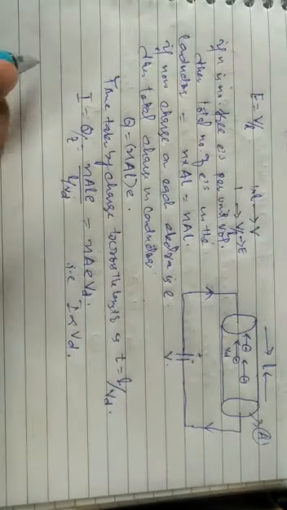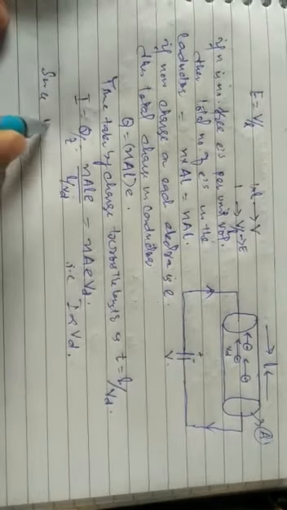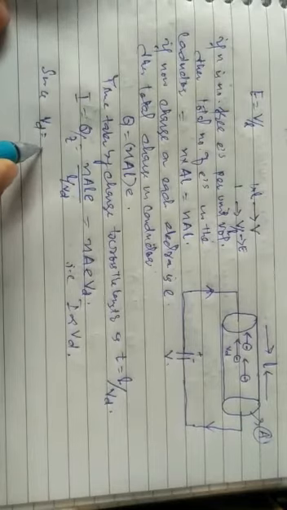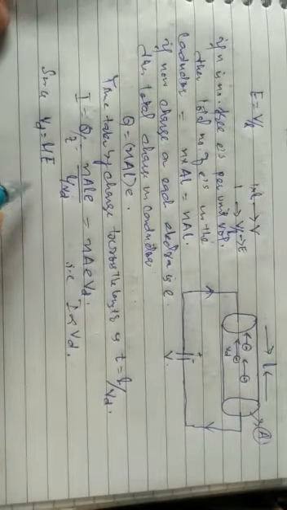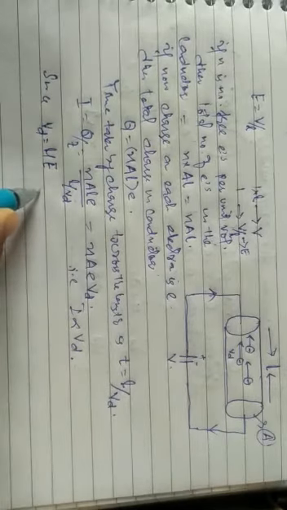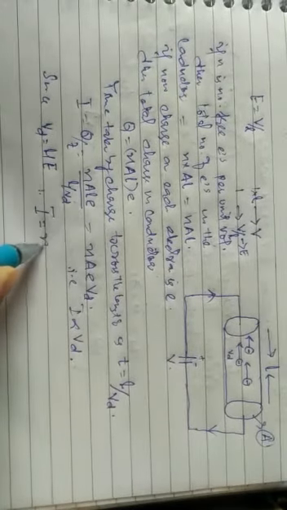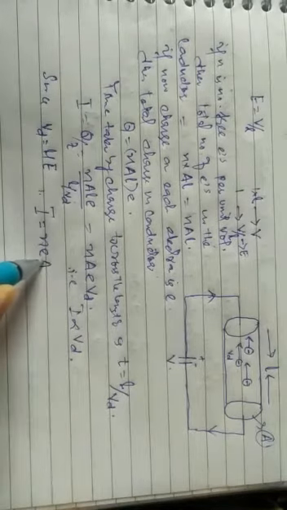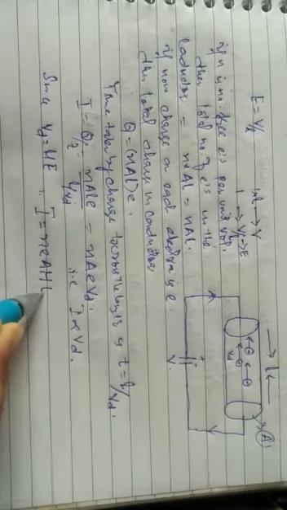But since we have another relation, Vd equals mu into E, therefore I equals nEA mu into E.